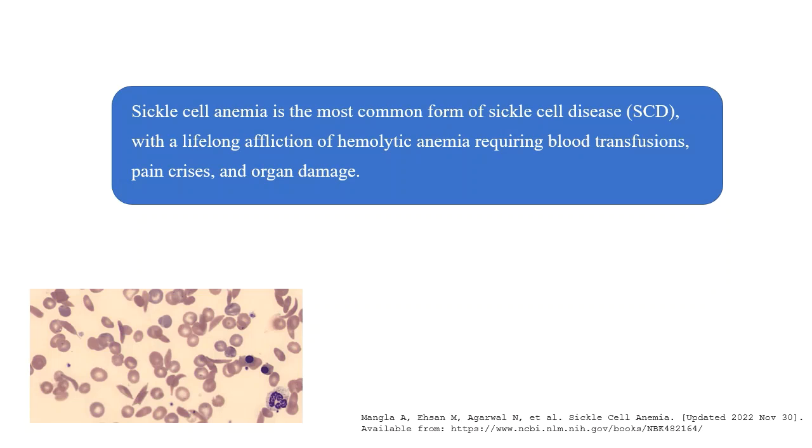Sickle cell anemia is the most common form of sickle cell disease, with a lifelong affliction of hemolytic anemia requiring blood transfusions, pain crisis and organ damage. So here I would like to emphasize once again, sickle cell anemia is the disease, while sickle cell disease encompasses all the 4 or 5 forms in which you have a HbS gene. Now, we all know why this disease is called sickle cell anemia. It is because of the presence of these cells, which are also called holly leaf cells or crescent cells, which are pointed at both the ends.